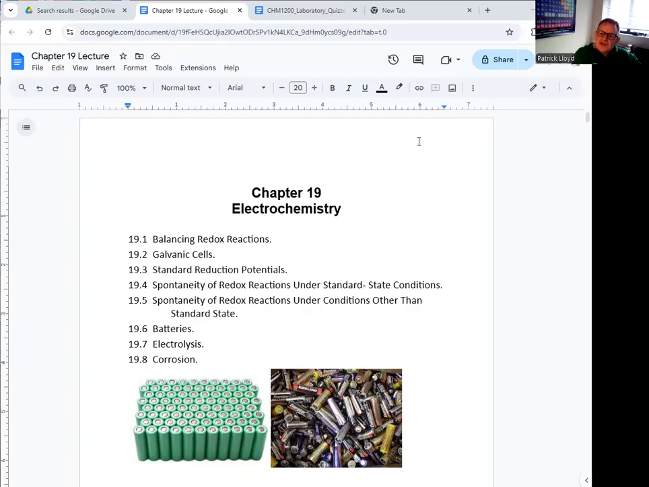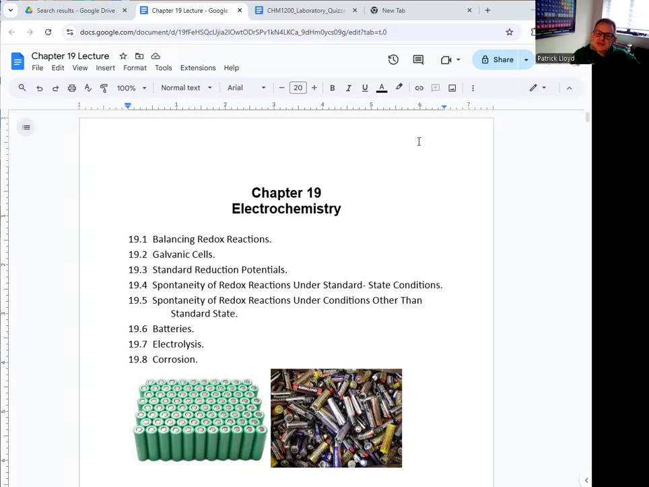Hi, everybody. This is now chapter 19. We're going to move into electrochemistry here. So, electrochemistry is based on something you learned in the previous course called reduction oxidation or oxidation reduction reactions, often referred to as redox reactions.